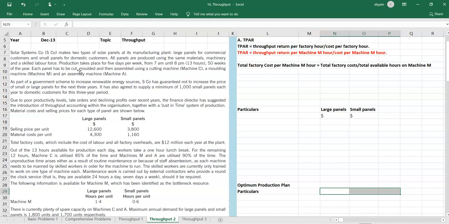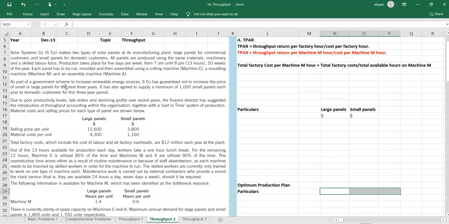They work 50 weeks of the year. Each panel has to be cut, molded, and then assembled. So they have a cutting machine called machine C, a molding machine called machine M, and an assembly machine called machine A. We don't know how to use this information yet, so only when we read the question further will we know.